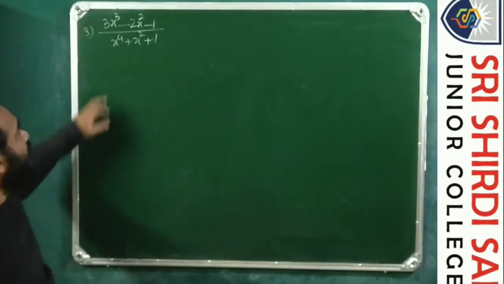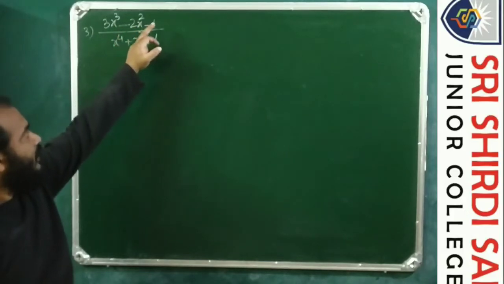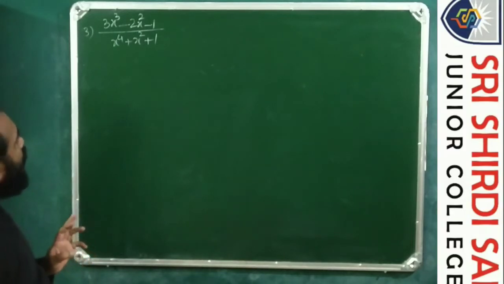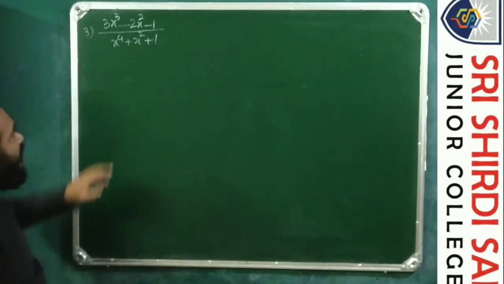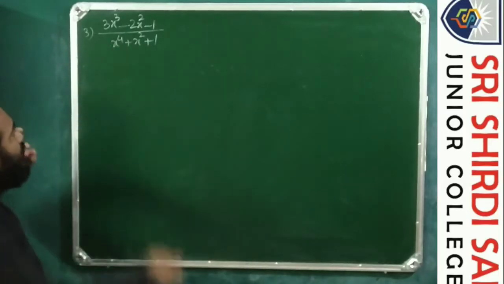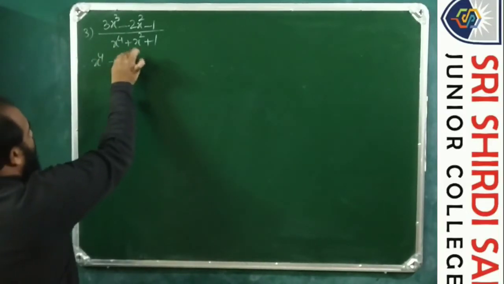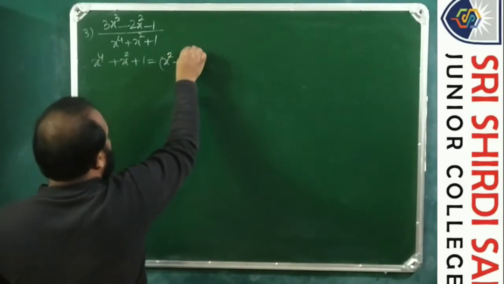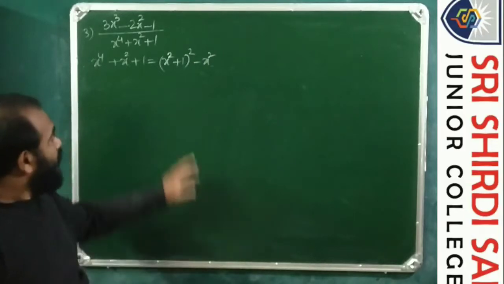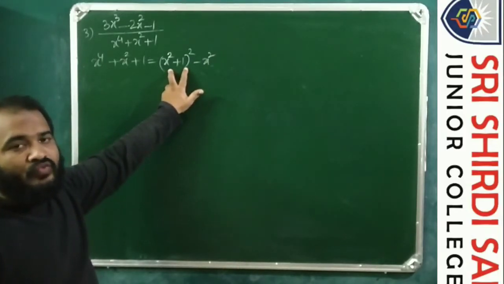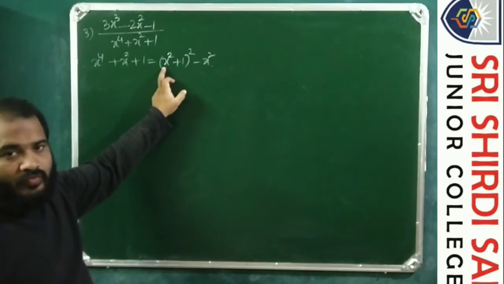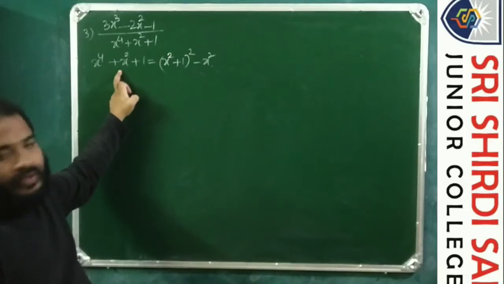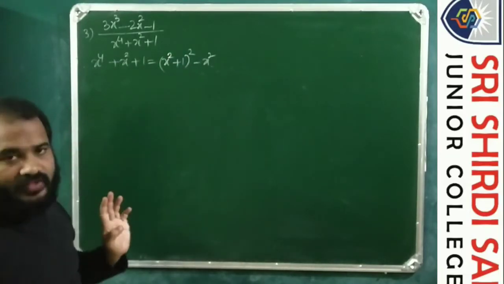Third question. Resolve 3x cube minus 2x square minus 1 by x power 4 plus x square plus 1. So first of all, let us see whether we can express this into factors or not. So x power 4 plus x square plus 1 can be written as x square plus 1 whole square minus x square. a plus b whole square is a square plus b square plus 2ab: x square whole square is x power 4, plus 2 into x square, plus 2x square minus x square is x square, plus b square is 1 square is 1. Same.